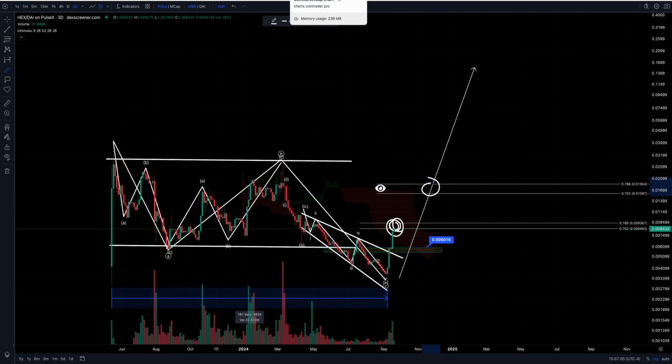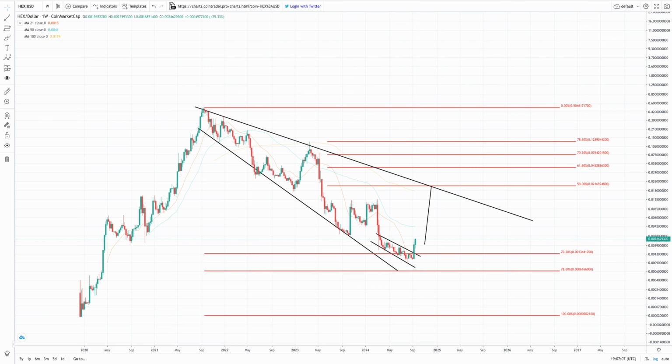Let's take a look at eHEX. Now, eHEX has broken out of its ending diagonal. We have dipped halfway in between the 78.6% fib and the 70.2% fib. And like I said in my previous videos, when the market dips within this region, it means we're highly oversold and we're likely going to see a reversal. And what do we see over here? An ending diagonal breakout within that region.